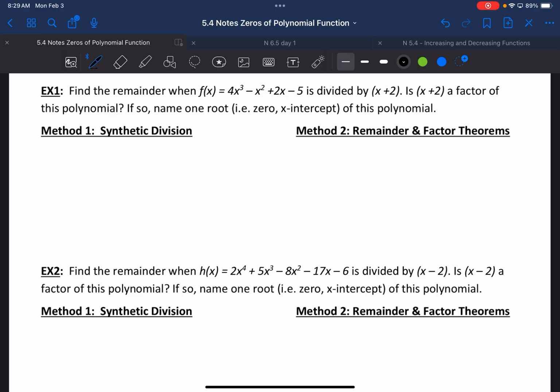So we're trying example 1 and example 2 using the two methods we just went over on the front page.